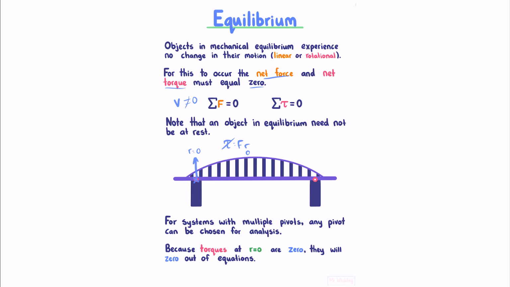This could be used to our advantage if we were, for example, wanting to find the torque produced by this support, but we had no information about this support. The equation we would make by choosing our pivot here would not contain the term for this support, and so we could essentially ignore it. Let's now use this in an example.